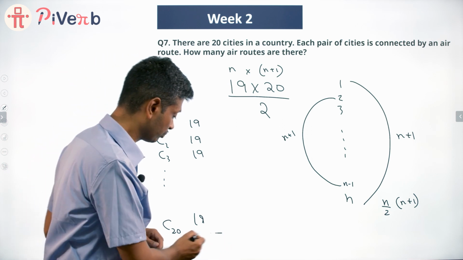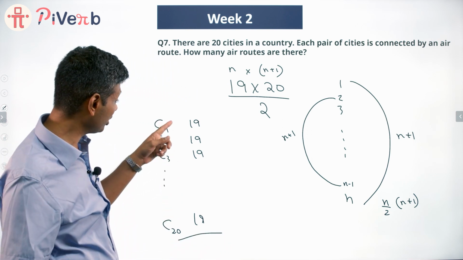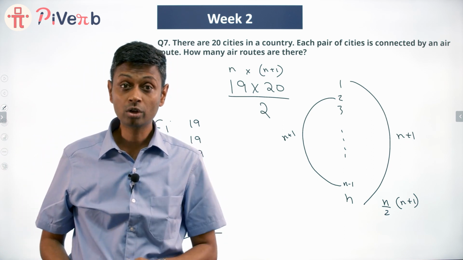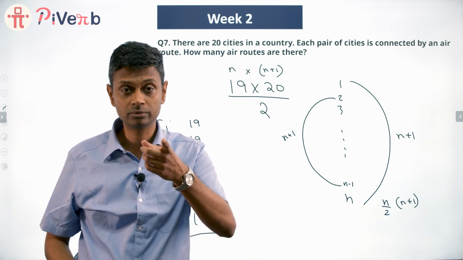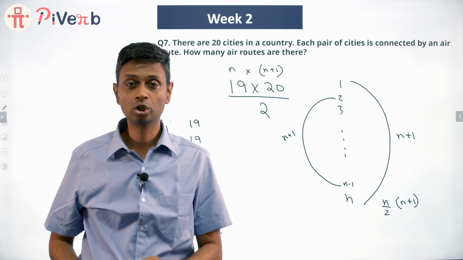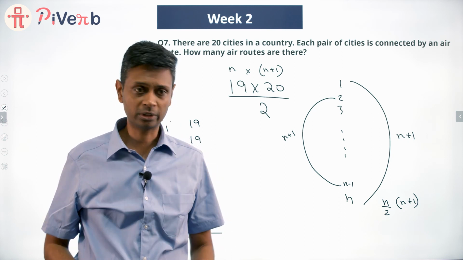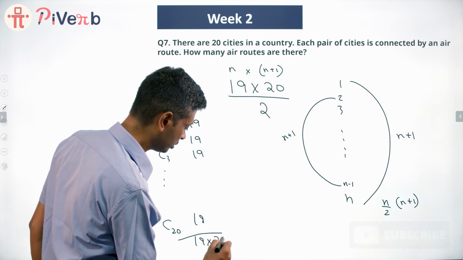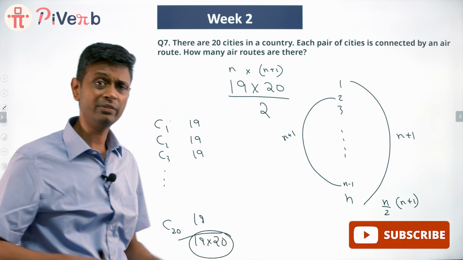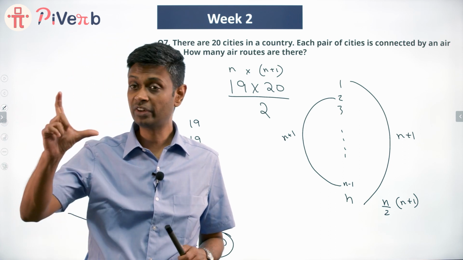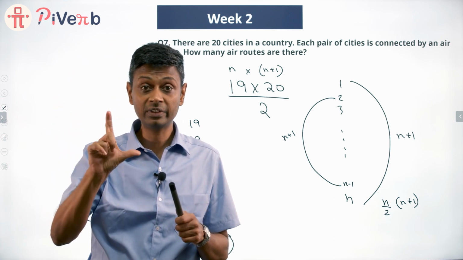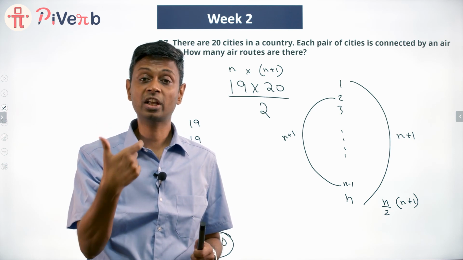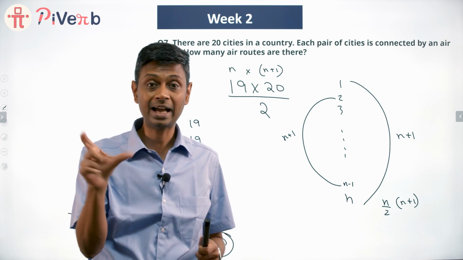But now think about it. From C1 to C5, you would have counted that route. That same route, you would have counted from C5 to C1 also. So every route you count twice when we do this method. The total number of things is 19 into 20, but this total double counts everything. If I take one route C5, C7, I'll count it as C5, C7 and as C7, C5. I'm counting Bombay, Chennai and Chennai, Bombay. Bangalore, Delhi and Delhi, Bangalore.